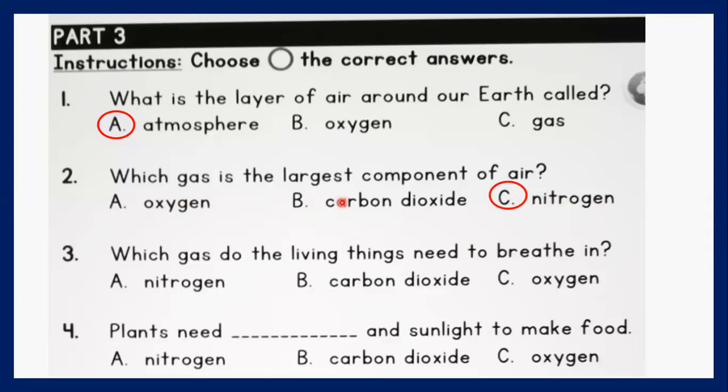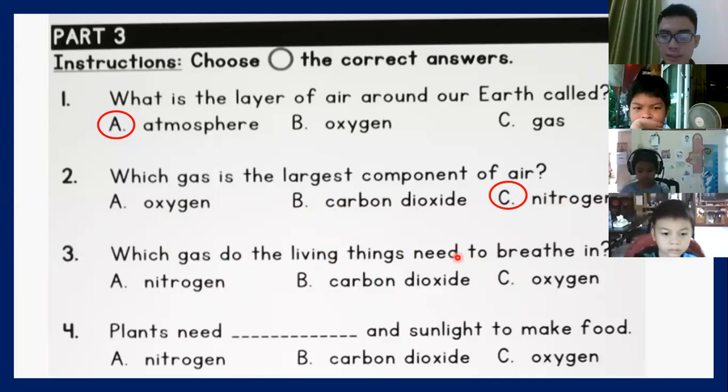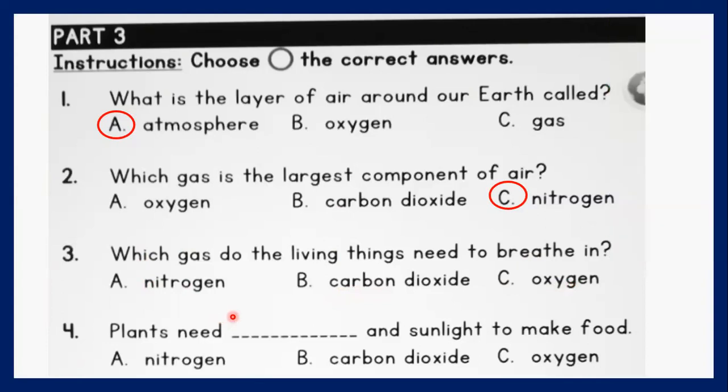Nitrogen. And number three, which gas do the living things need to breathe in? A, nitrogen, B, carbon dioxide, or C, oxygen? Oxygen. C. Oxygen, very good.